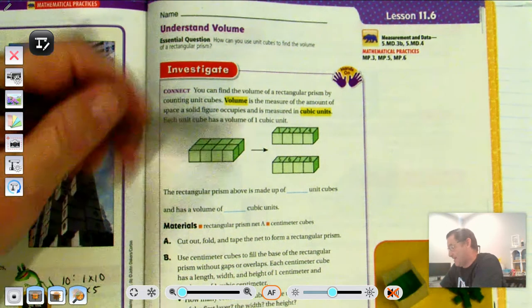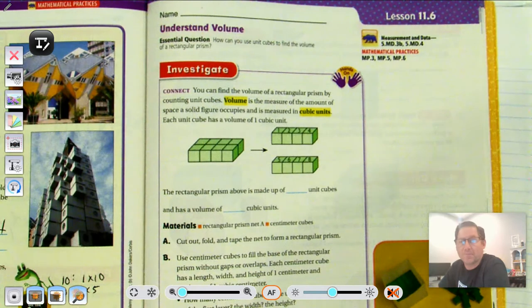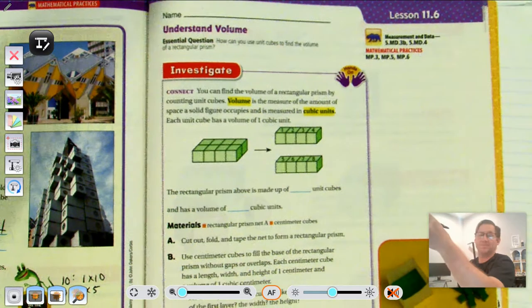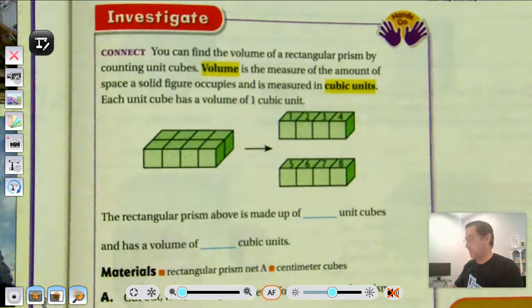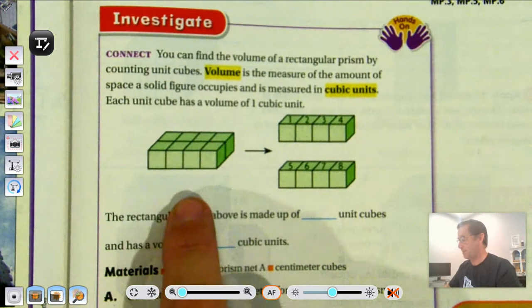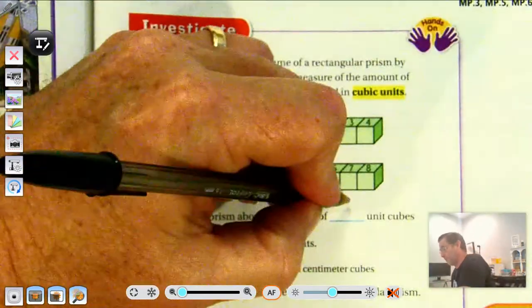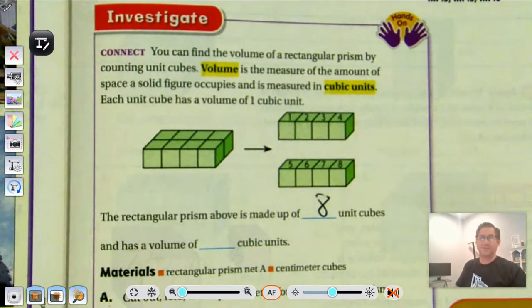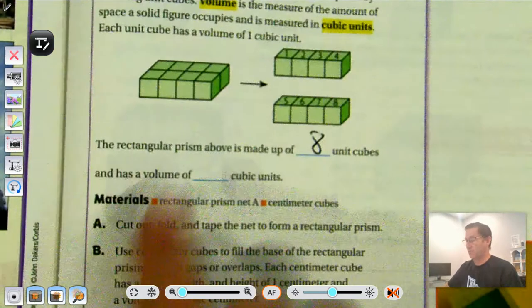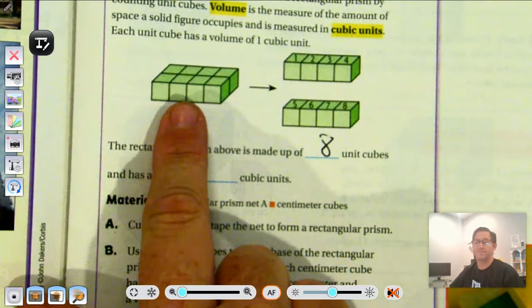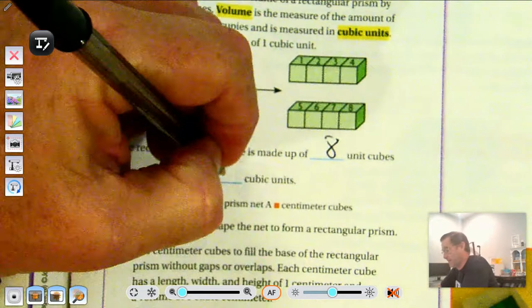So if we're looking at this rectangular prism, it's made up of how many unit cubes? Well, they've placed numbers on these. So we have 4 in this row and we have 4 in this row. So that's a total of 8 cubic units. Well, there's only one layer, right? So it has a volume of 8 as well.